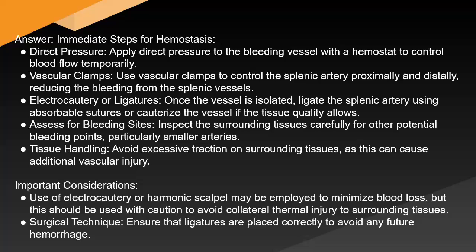Inspect the surrounding tissues carefully for other potential bleeding points, particularly smaller arteries. Tissue handling. Avoid excessive traction on surrounding tissues, as this can cause additional vascular injury. Important considerations. Use of electrocautery or harmonic scalpel may be employed to minimize blood loss, but this should be used with caution to avoid collateral thermal injury to surrounding tissues. Surgical technique. Ensure that ligatures are placed correctly to avoid any future hemorrhage.